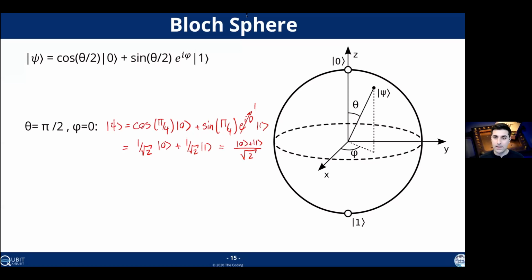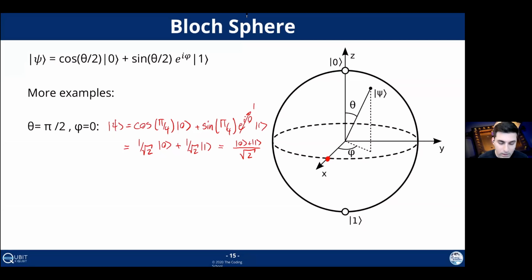If you want to think about this again as a picture on the Bloch sphere, the angle theta of pi over 2 corresponds to us being on the equator, and when phi is equal to 0, we're along the x-axis on the equator of the Bloch sphere. So, exactly between 0 and 1. That is also an indication that if we make a computational basis measurement along 0 and 1, we're going to get 0 with 1/2 probability and 1 with 1/2 probability, because we're exactly in between. We're on the equator.